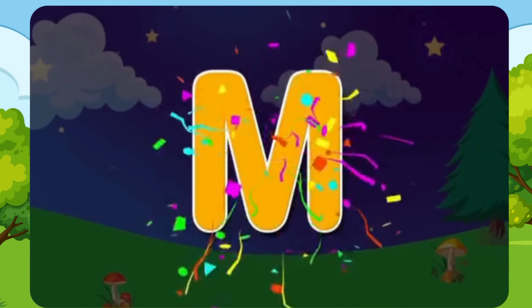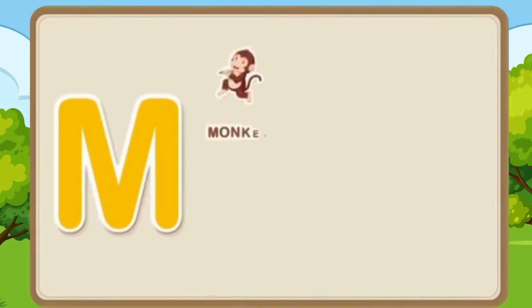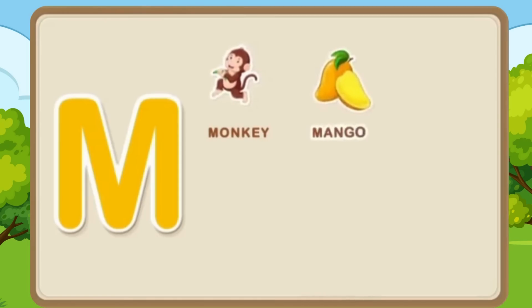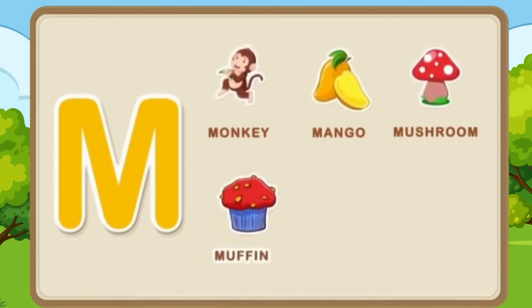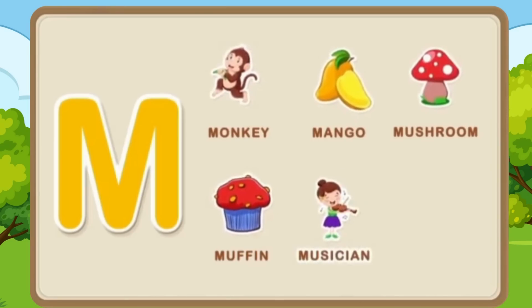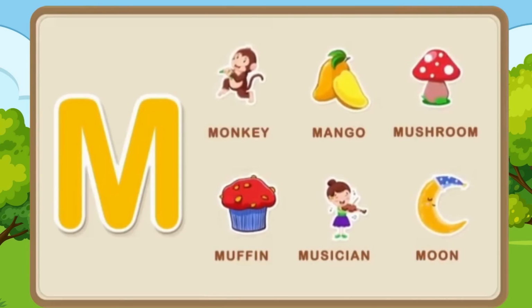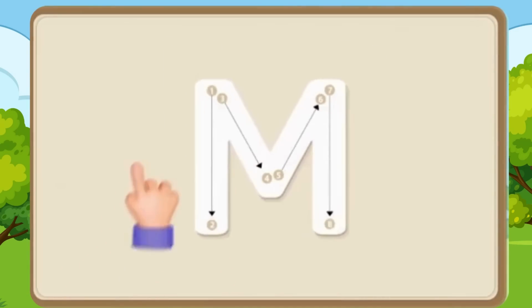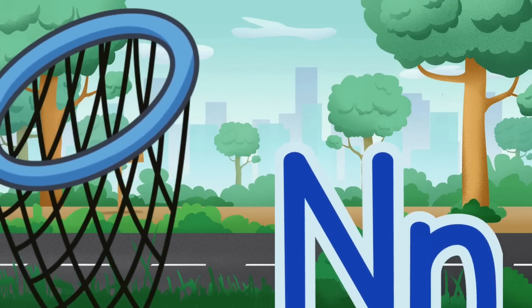M. M is for monkey, mango, mushroom, muffin, musician, moon. Now, let's learn how to trace the letter. Perfect.